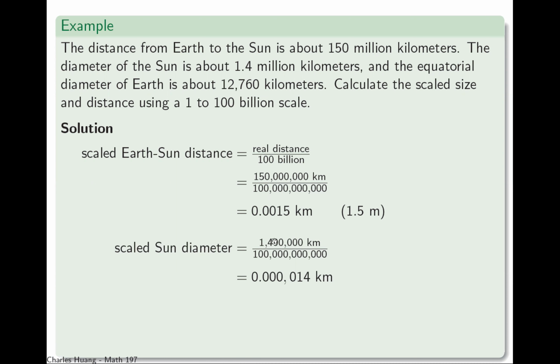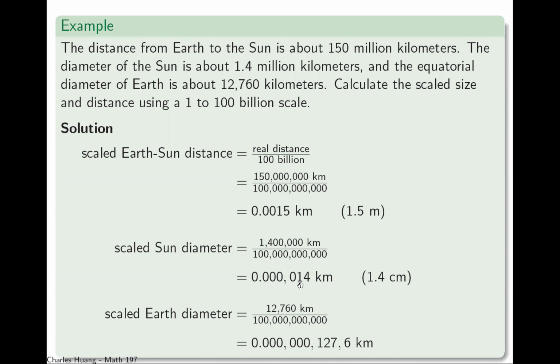The diameter of the sun, I divide by 100 billion. It's a very small number. For now, I'll just tell you that it's 1.4 centimeters. I could do the same thing with the diameter of the Earth, and it's really, really small, 0.1276 millimeters. If you think about building this at home, the 1.5 meters is roughly from head to toe, depending on whether you're a tall person or a short person, but probably not all the way to your toe for most people.